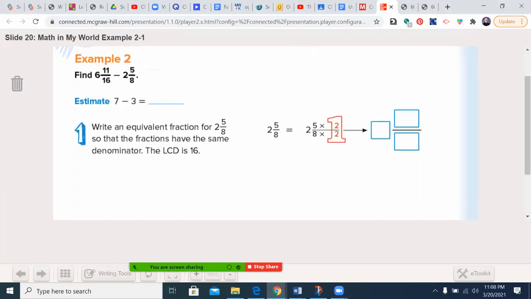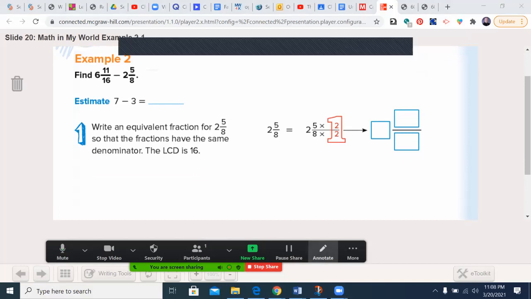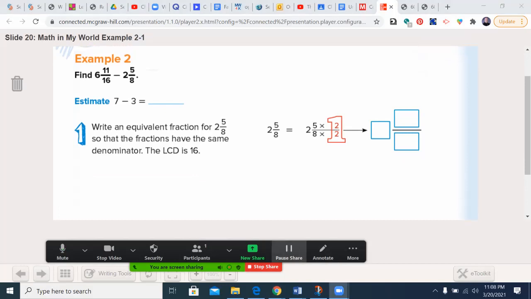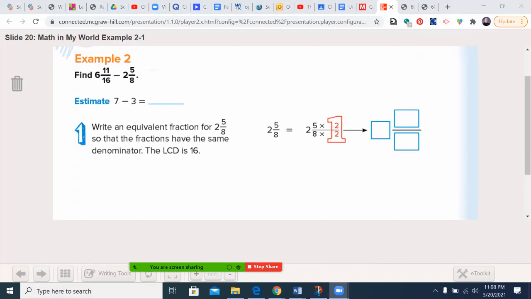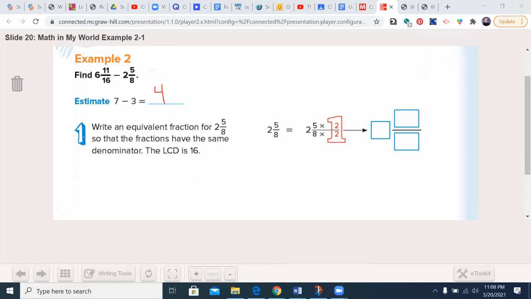And let's look at example niche. This will be at the top of 684. 6 11/16 minus 2 5/8. Our estimate: this is close to 7, this is close to 3. Our estimate should be about 4.